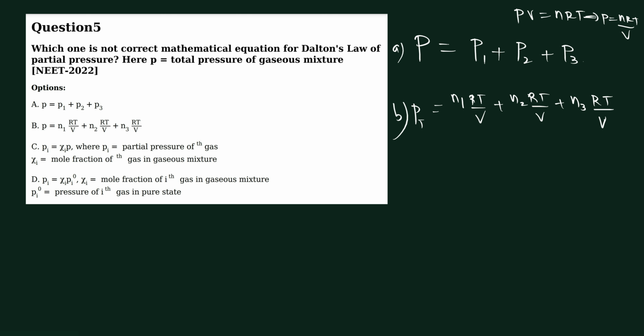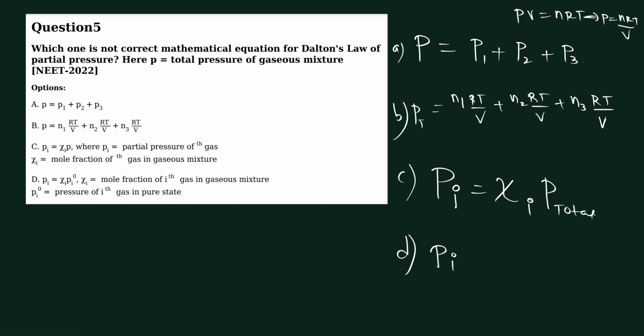The first option A is correct, and the second option B is also correct. P means the total pressure here. Now the third option C, you check here. The partial pressure of an individual gas is equal to the mole fraction of that individual gas into the total pressure. This is also correct, but the D option is not correct.